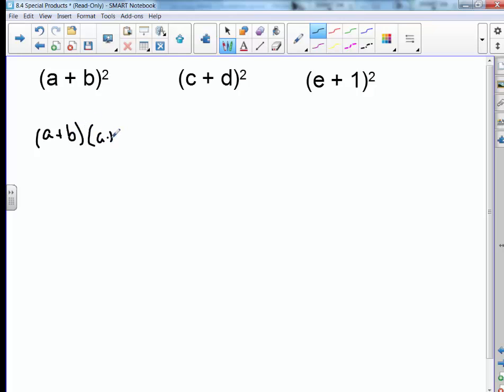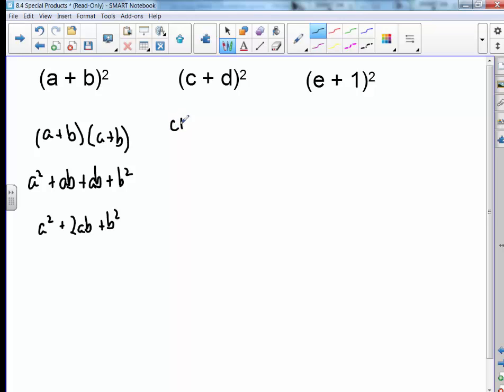times a plus b. So we go a times a, and we get a squared. A times b, and we get ab. B times a gives you ba, but it's the same thing as ab. And b times b gives you b squared. And when you simplify this, you get a squared plus 2ab plus b squared.